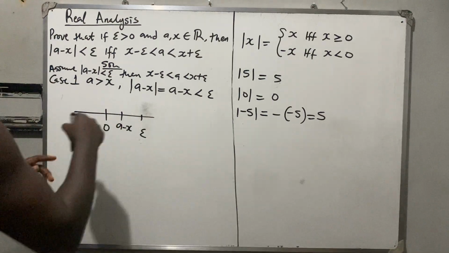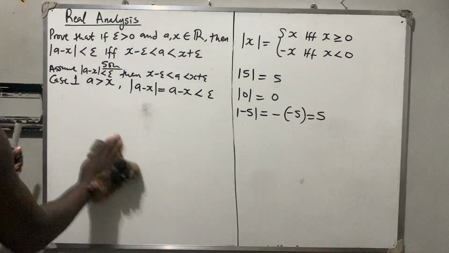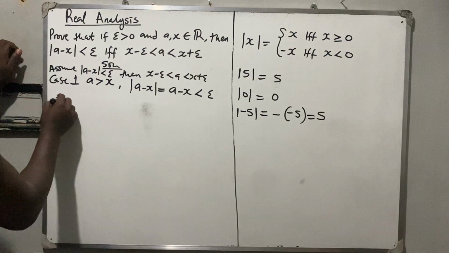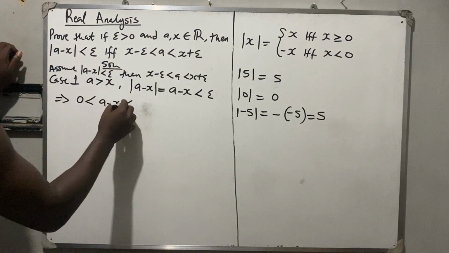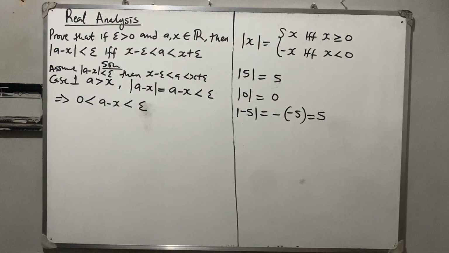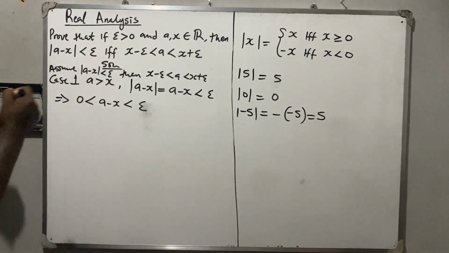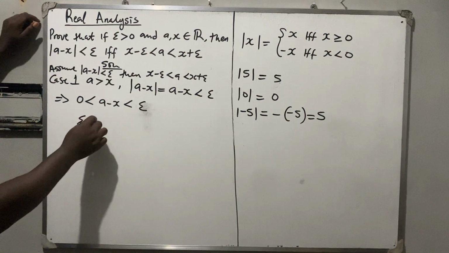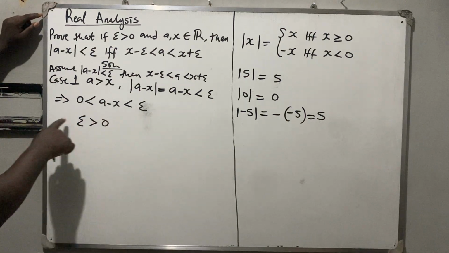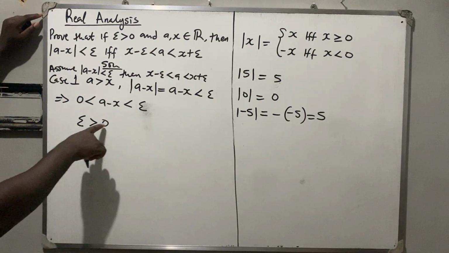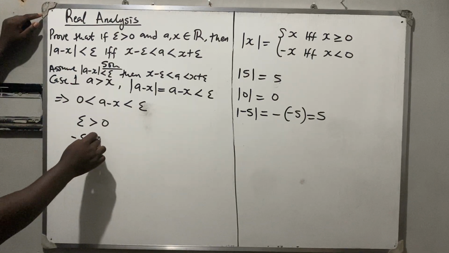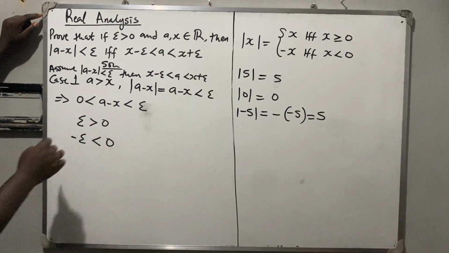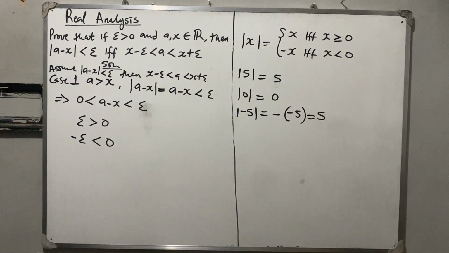So this one implies, this two now implies that what? That 0 is less than a minus x, which is less than what? Epsilon. Okay, so now from here, remember that we say that epsilon is greater than 0. If we multiply both sides by negative, I'm going to have that negative epsilon is less than what? Is less than 0. Are you with me?